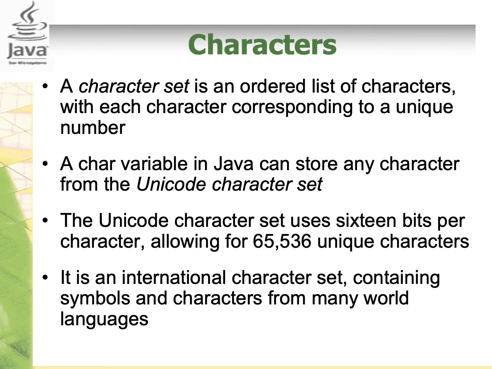A character set is an ordered list of characters, with each character corresponding to a unique number. A char variable in Java can store any character from the Unicode character set. The Unicode character set uses 16 bits per character, allowing for 65,536 unique characters. It is an international character set containing symbols and characters from many world languages.